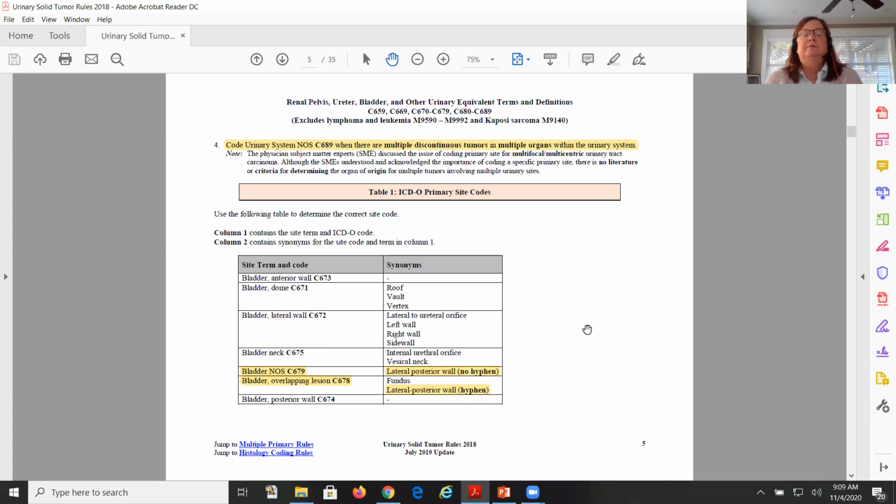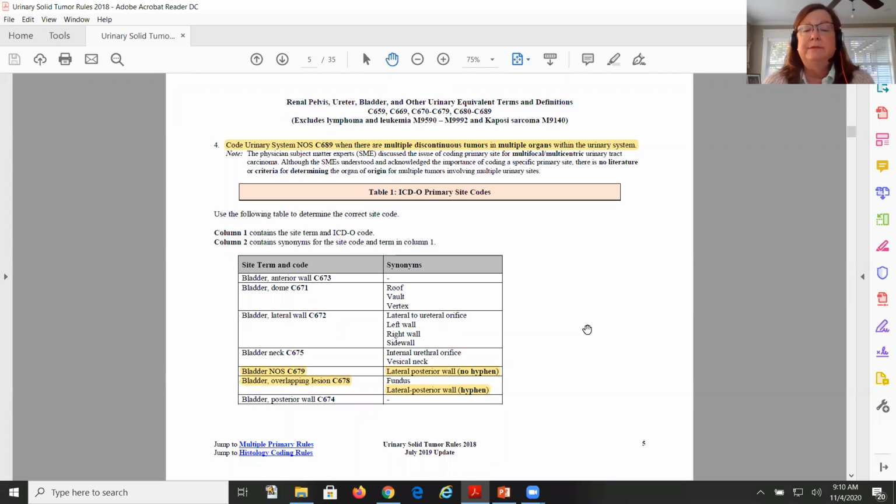And fourth in priority for determining primary site is to code to urinary system NOS, C689, when there are multiple discontiguous tumors in multiple organs within the urinary system. Next here, we have our primary site table that starts here and continues on to the next page.